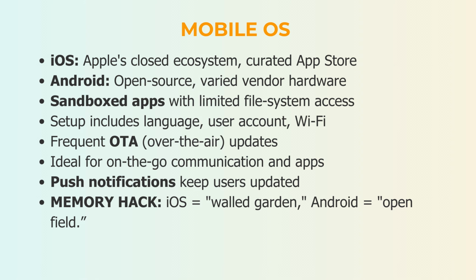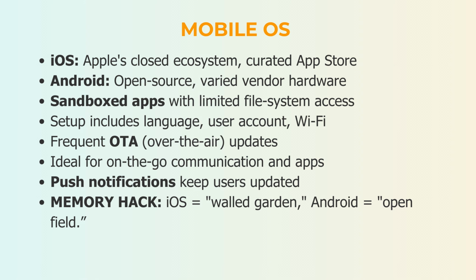Mobile platforms primarily evolve around Apple's iOS and Google's Android. iOS is a closed ecosystem, tightly controlling hardware and software integration for reliability and uniform updates. Android, an open-source platform, is adaptable to diverse devices and manufacturers. Both systems utilize sandboxing, limiting apps' access to the broader file system, which helps contain potential malware. Over-the-air updates deliver new features and security patches, and push notifications keep users engaged with real-time information.